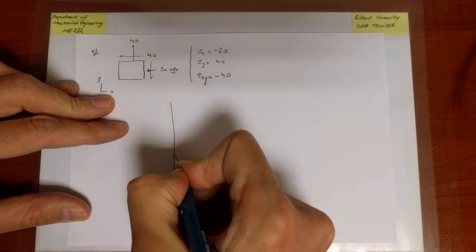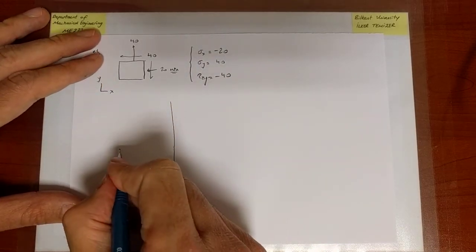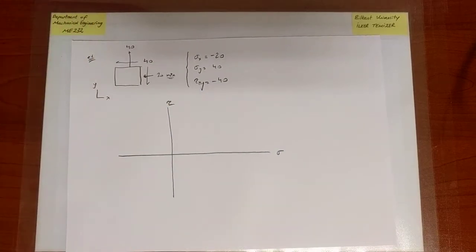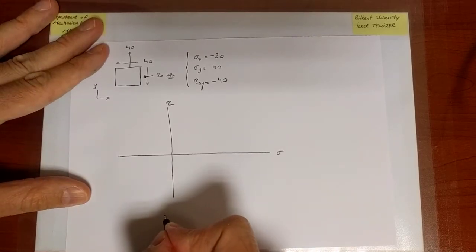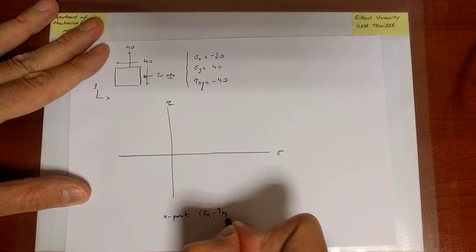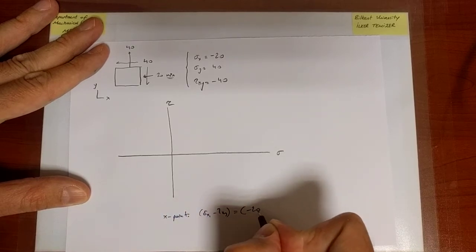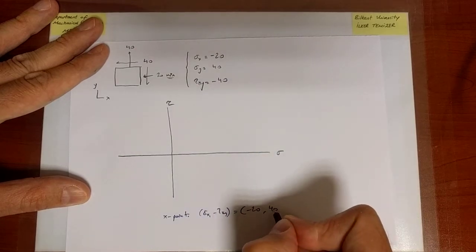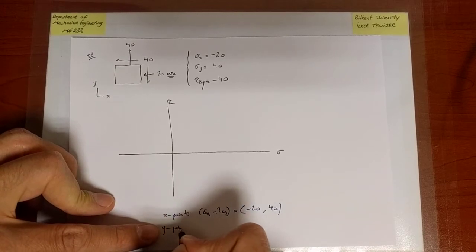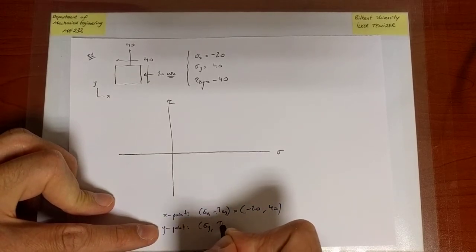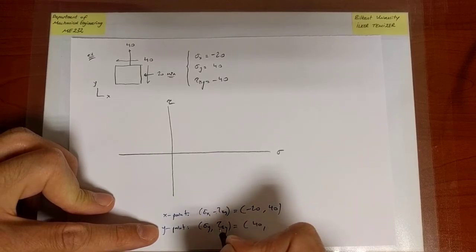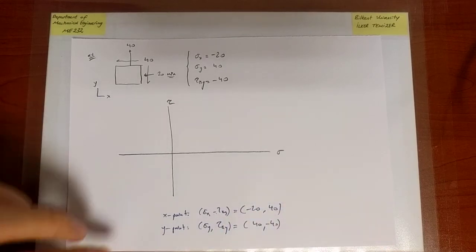So now we want to go ahead and draw the Mohr circle. As we do that, the first step, as usual, is to identify the points correctly. We're going to have an x point, which is sigma x, minus tau xy, which is minus 20, minus minus 40, so the shear value is now plus 40. And the y point is sigma y, which is 40, and then plus tau xy, which is minus 40. Okay, good.